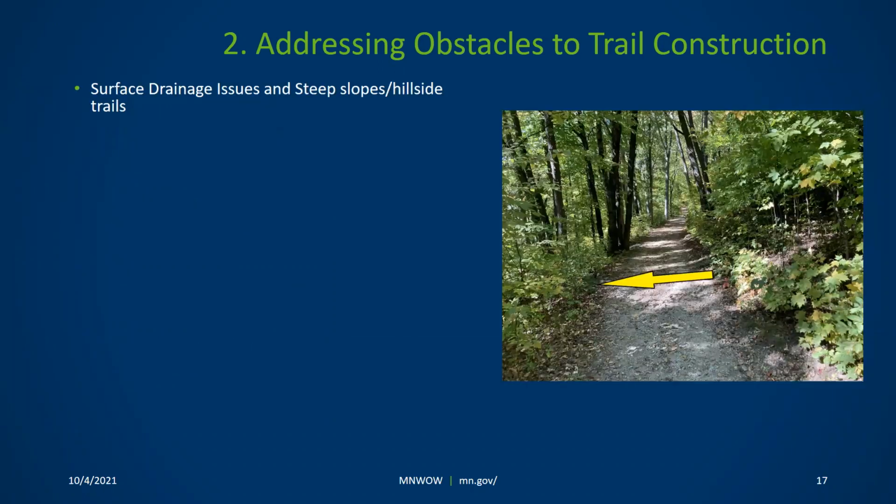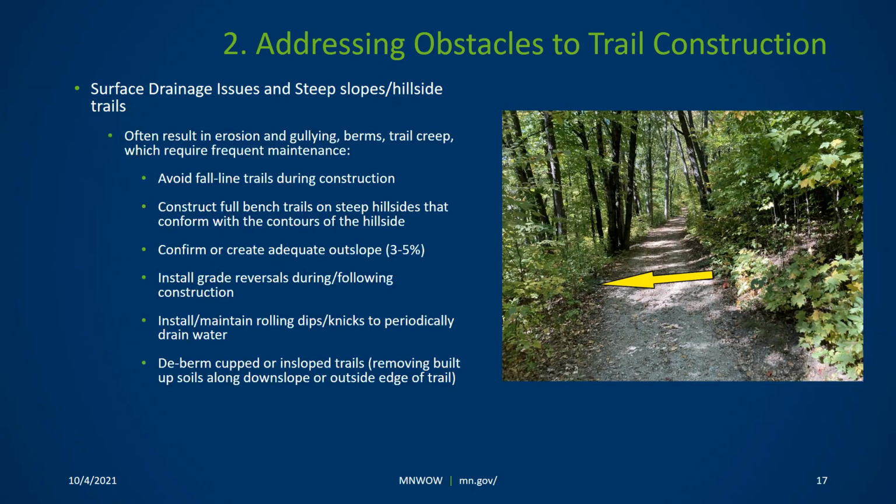So we talked about surface drainage issues as well on steep slopes, hillside trails. The arrow is indicating outslope towards the downhill. We have 3 to 5% outslope. This is a slightly benched trail. It's full bench with a slight outslope. It allows water to sheet flow off in the downhill direction.